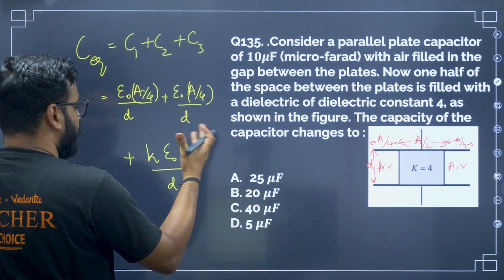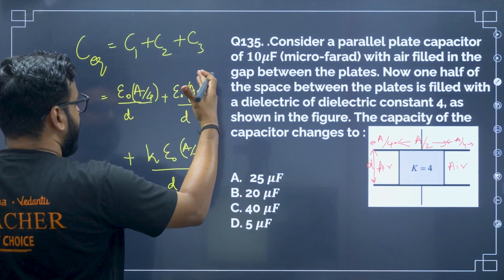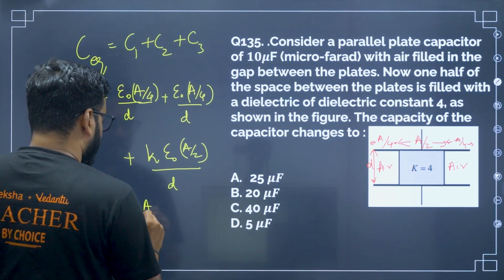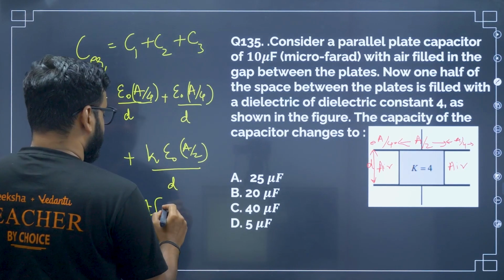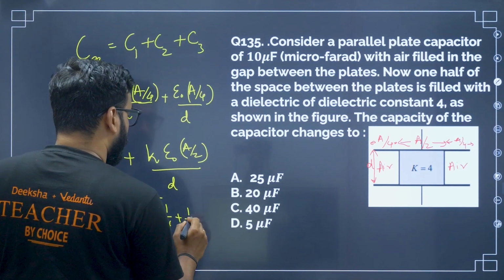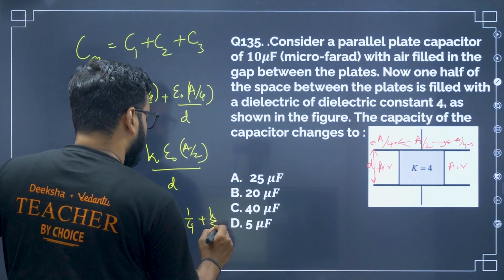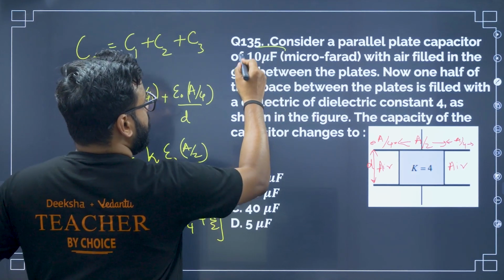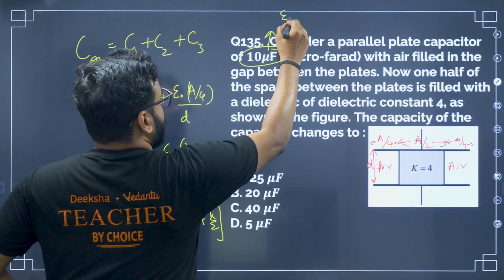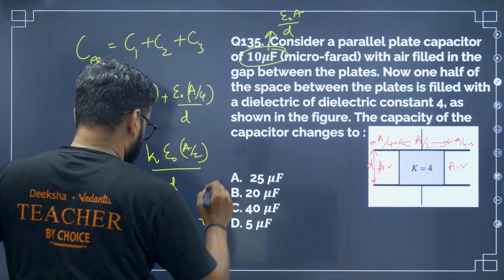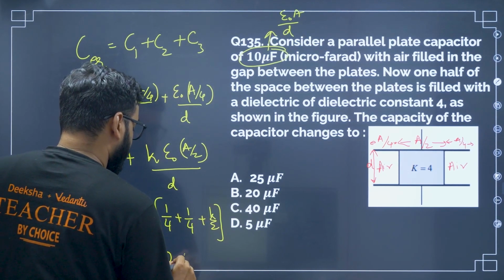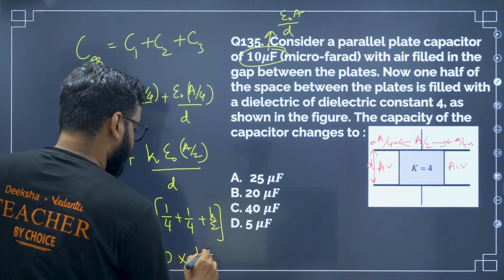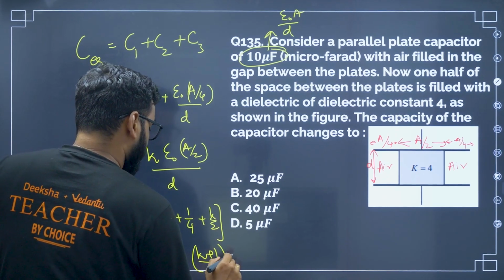Now what are all common? Let's pull it out. We have epsilon naught A and D common. Epsilon naught A whole divided by D. And what are all remaining? It is 1 by 4 plus 1 by 4 plus K by 2. So when you solve all this, epsilon naught A by D is given, that is 10 microfarad. This is the normal capacitance. So we have 10 microfarad into K by 2 plus 1 by 2, that is K plus 1 by 2. So K is equal to 4.